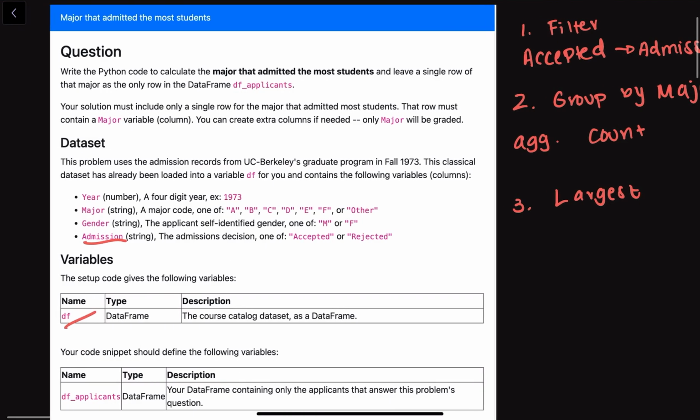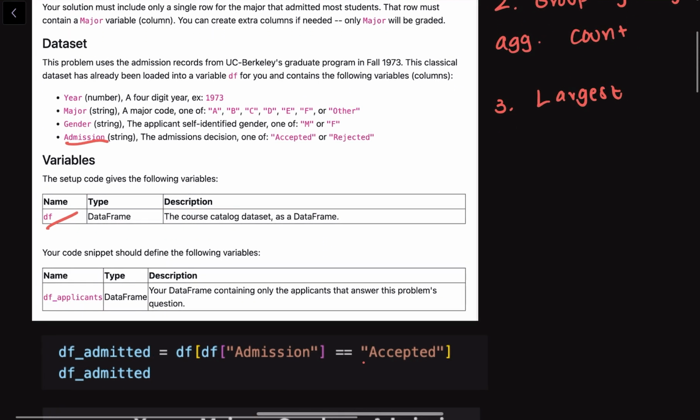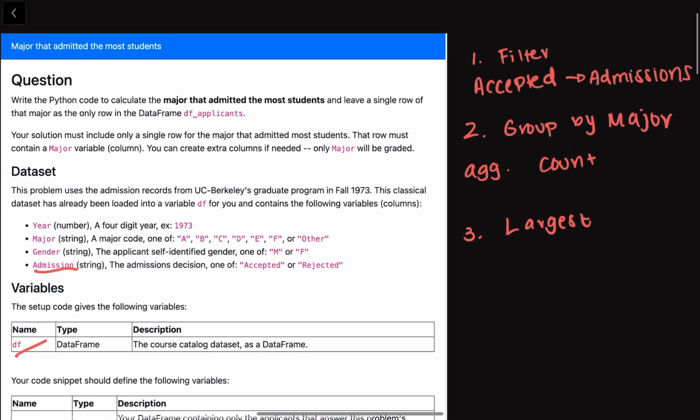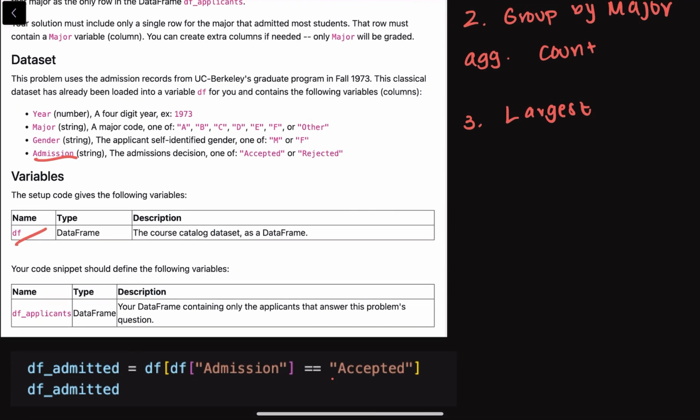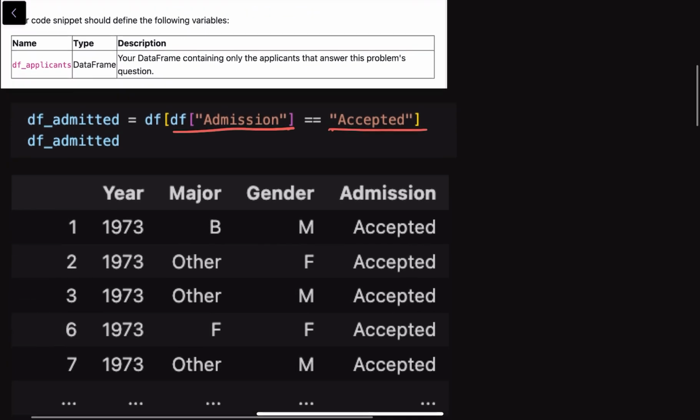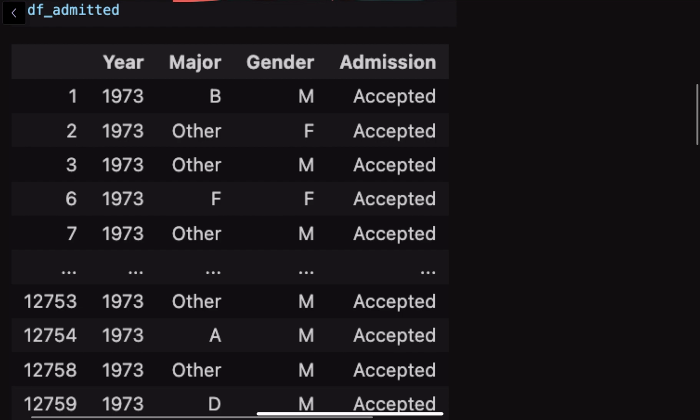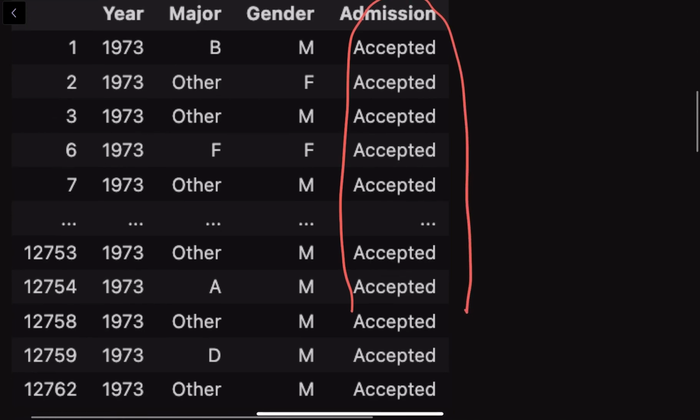So let's take a look at how our code is going to look. So the first thing that we're going to do, first step, is filter into only accepted. So we're going to use the admission column, and we're going to figure out who are the people that were only accepted. So we want the students where their admission is equal to accepted. And we're going to store that into a data frame called DF admitted. So our output is going to look something like this. We have all of our columns, as well as you can see, everyone's admission is only accepted.